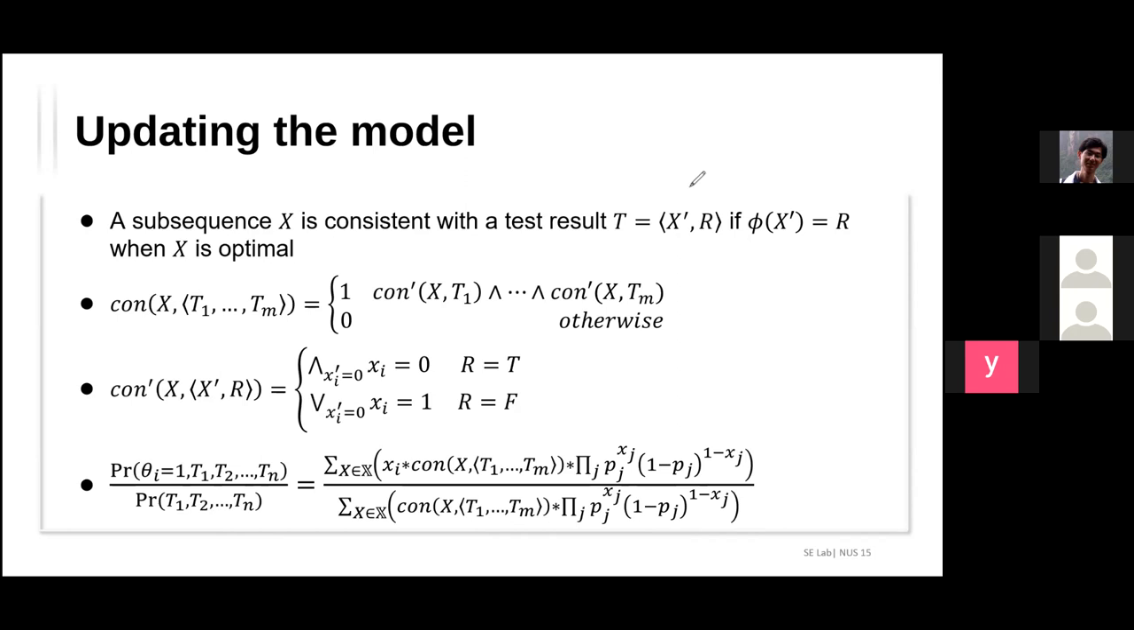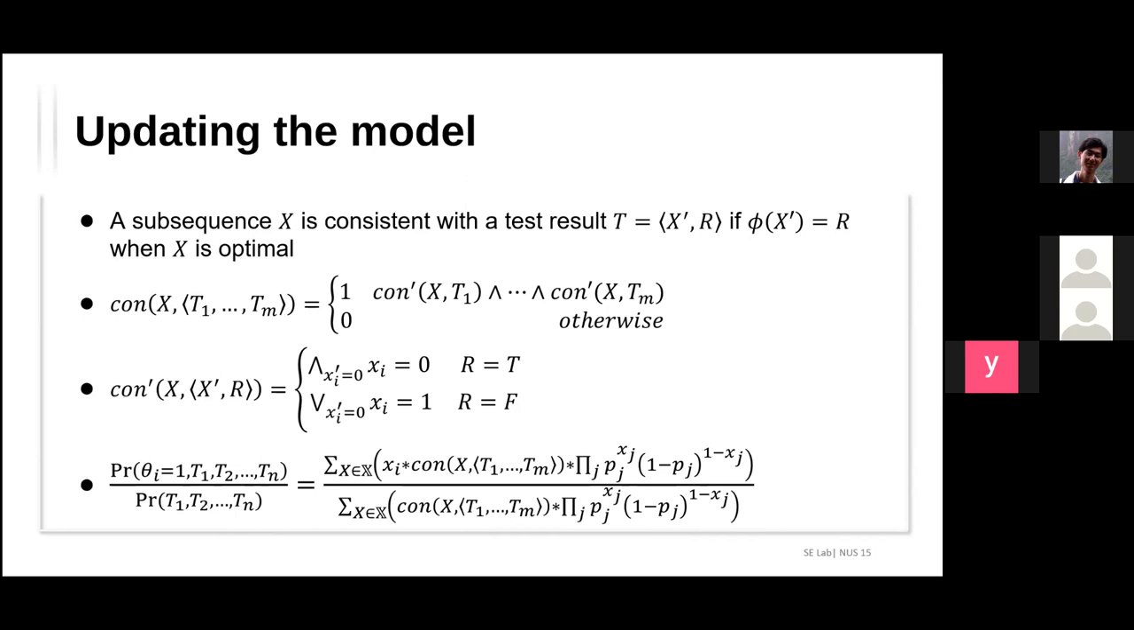So now we're talking about the concept of consistency. An X is consistent with a test case and the test result. So basically, the test result consists of X prime and R, right? Yes, correct. So we have a definition of how X is consistent with this test result. And here you're saying that the consistency depends on phi X prime being equal to R. How to interpret this term?